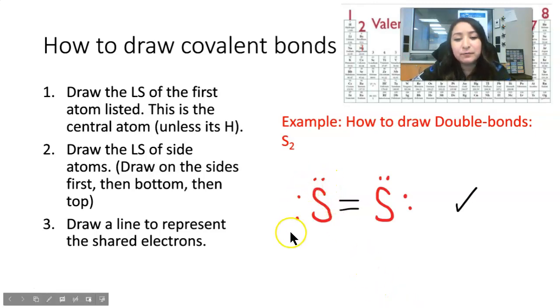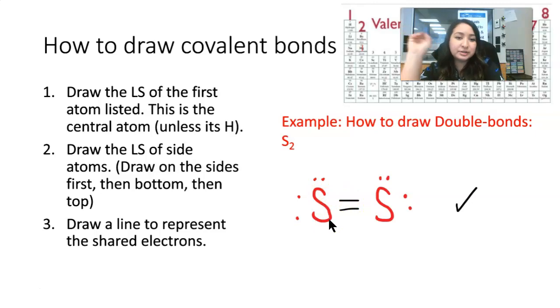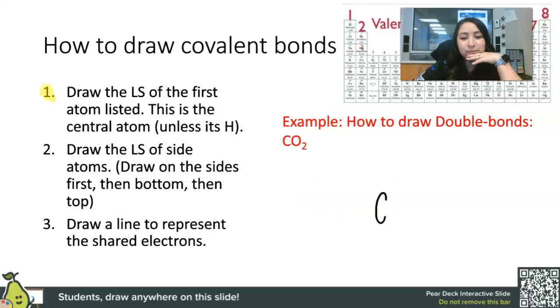You can also check to see if it follows the octet rule. If you count, it has 4 single electrons and then 2 bonds coming out of the sulfur. And we know that since there's 2 bonds, each is 2 electrons each. So 2 times 2 is 4, plus the 4 electrons that were there. 4 and 4, that's 8. So yes, it does follow the octet rule.